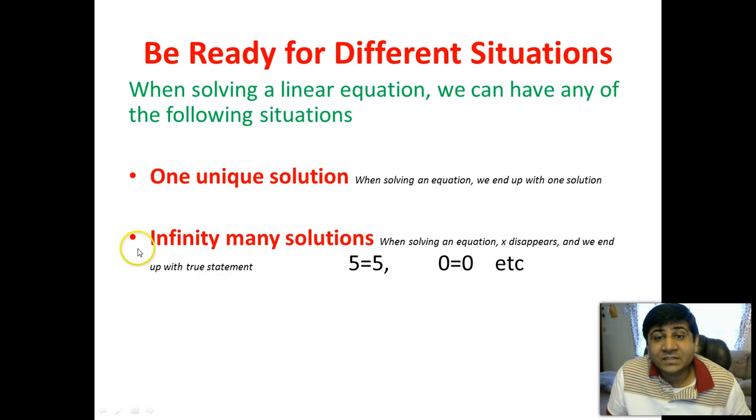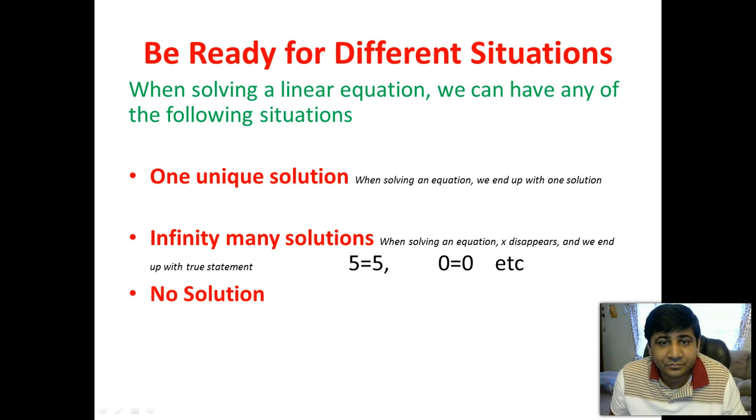Now what is the symptom, the indication of that? When solving an equation, your x will disappear. The variable you are solving for will disappear. And you will end up with a statement that looks something like this: 5 equals 5, 0 equals 0, etc. It will be a true statement. 5 equals 5, yes, we know that. 0 equals 0, yes, it's true. But x will not be there, so what do you do with that? In this kind of situation, we will have infinitely many solutions. Everything will be a solution.